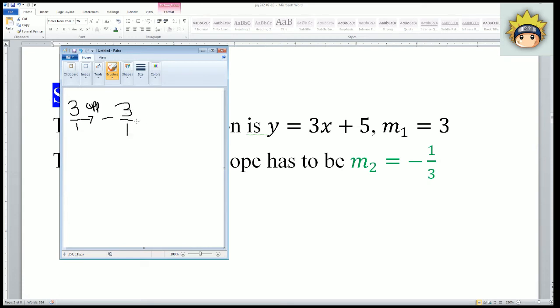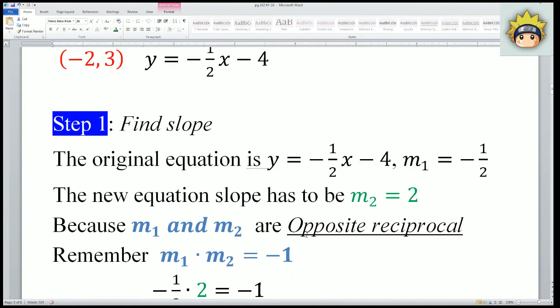Then again, we have to do the reciprocal. Do you see that? We have to do the opposite reciprocal, like before here.